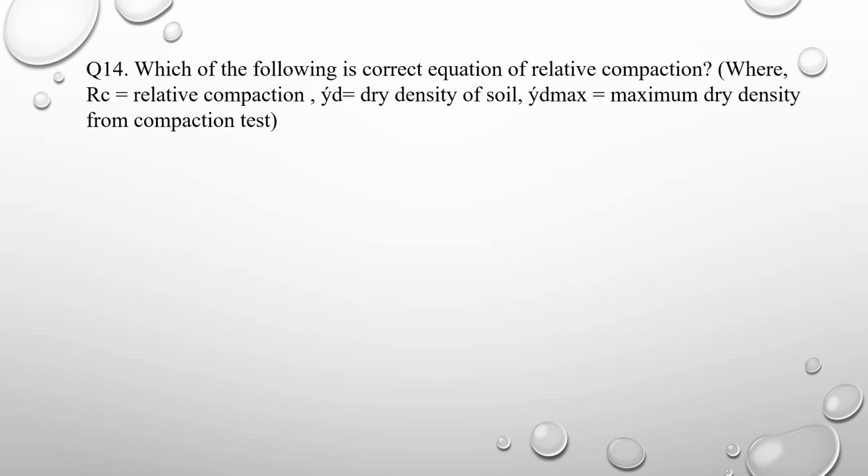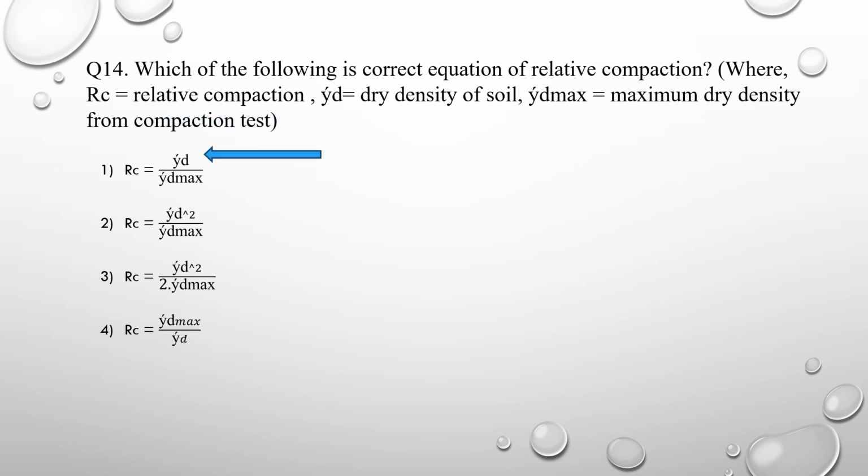Then question number 14. Which of the following is the correct equation of relative compaction? Here, RC is relative compaction, gamma D is the dry density of soil, and gamma D max is the maximum dry density from the compaction test. Here also they ask a formula related to relative compaction. So the relative compaction is gamma D by gamma D max. It means the ratio of dry density of soil to the maximum dry density from the compaction test is the relative compaction.